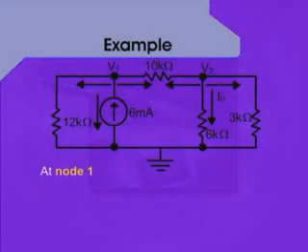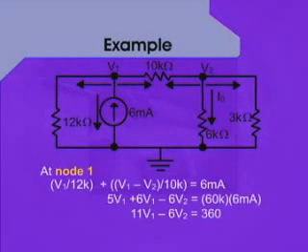Now, at node 1, V1 divided by 12K plus V1 minus V2 divided by 10K is equal to 6 milliamperes. From this equation, you don't need to get confused.